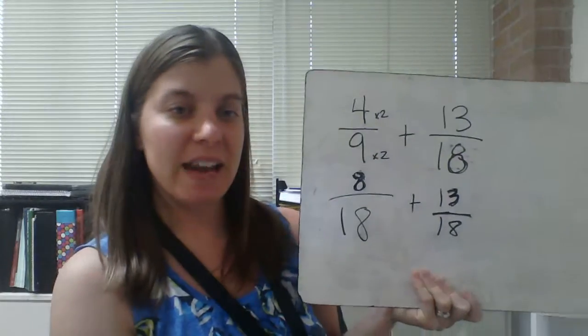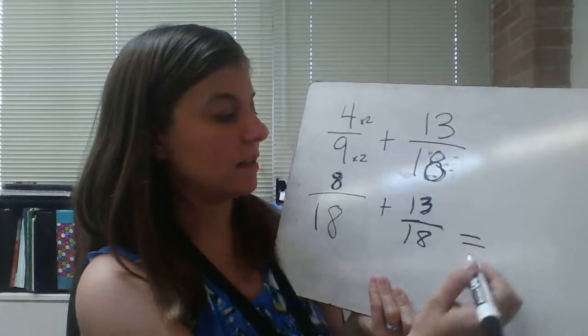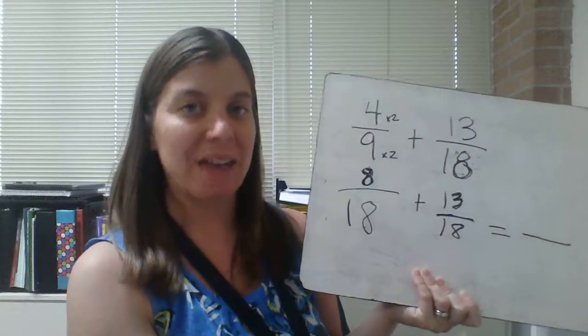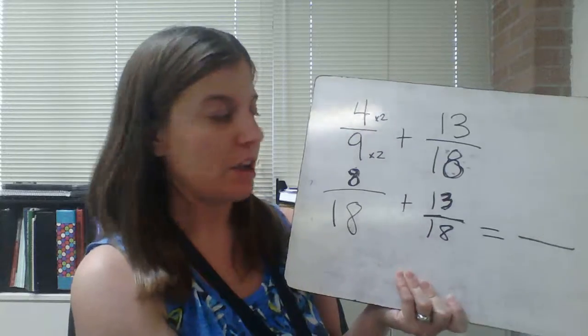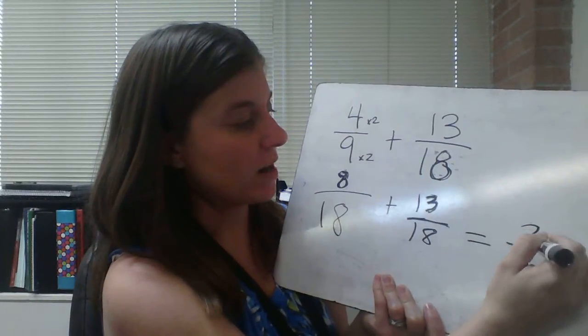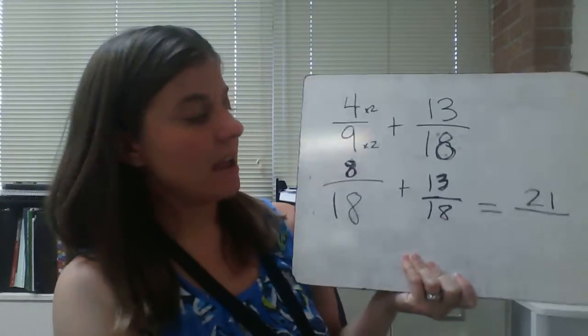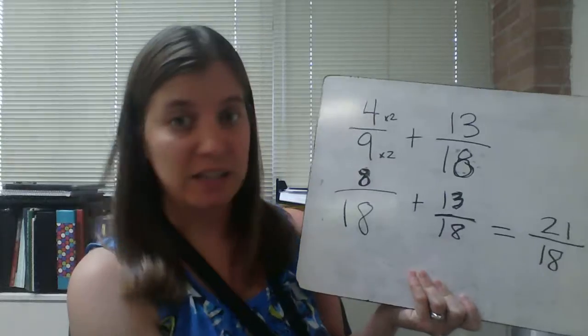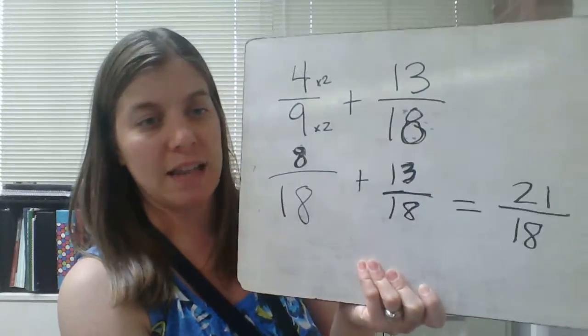So now we have 8/18 plus 13/18. Second step is you add the numerators. When we add fractions, we do not add the bottom numbers. So 8 plus 13 is 21, and 18 stays the same. We don't say it's 36, all right? The bottom number stays the same.